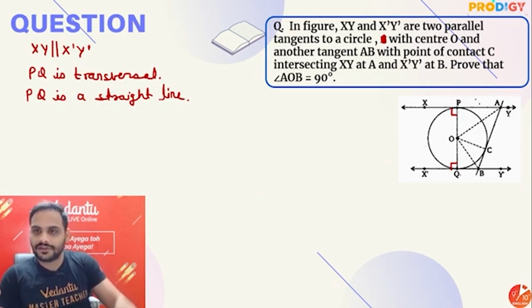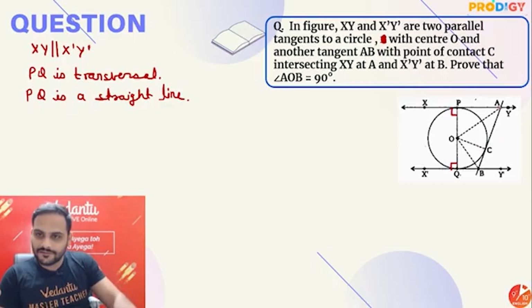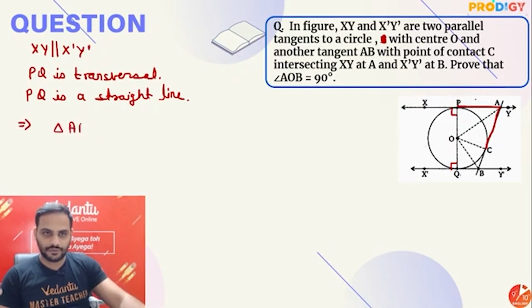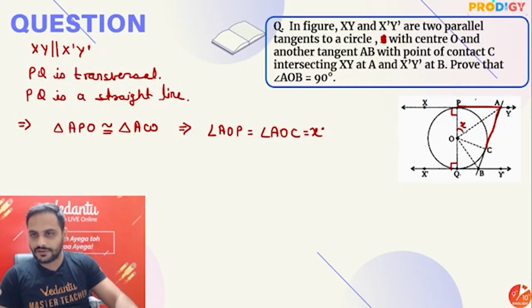For example, I can say, sir, since this tangent AB is intersecting the circle at point C, it looks as if from an external point A, we have drawn two tangents AP and AC. Yes or no? Correct. And beta, you know that triangle APO and ACO will be congruent. I no need to prove it. RHS rule, all of you know. So triangle APO is congruent to triangle ACO, and if they are congruent, angle AOP is equal to angle AOC. Let's say both are x degrees.